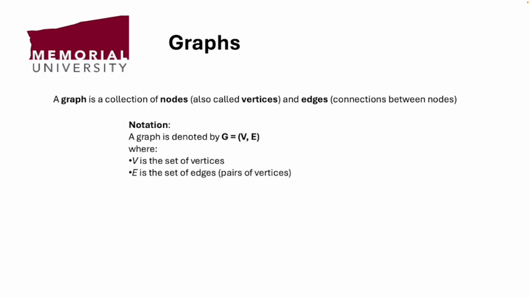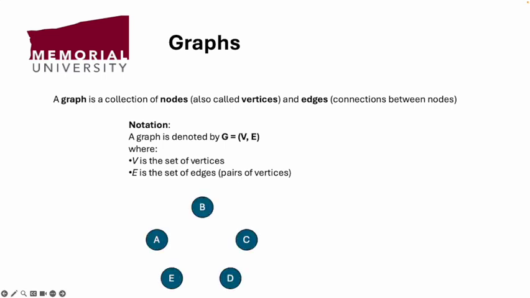Notation, right? We have the notation: graph G equals V and E. V is a set of vertices. E is a set of the edges. So what does that mean? How do we describe the edges? As pairs of vertices.